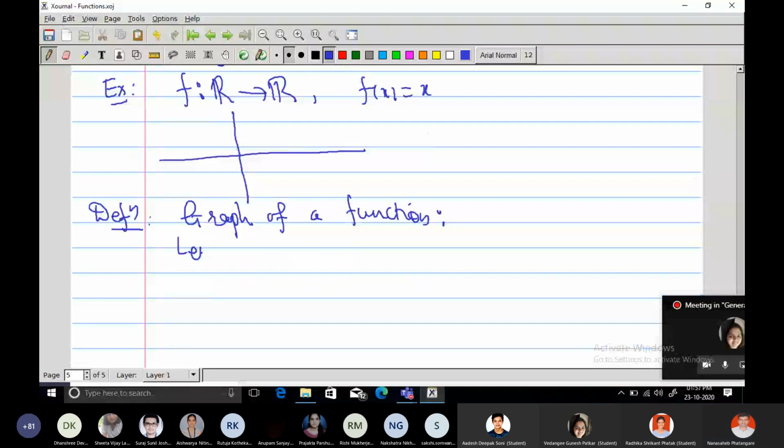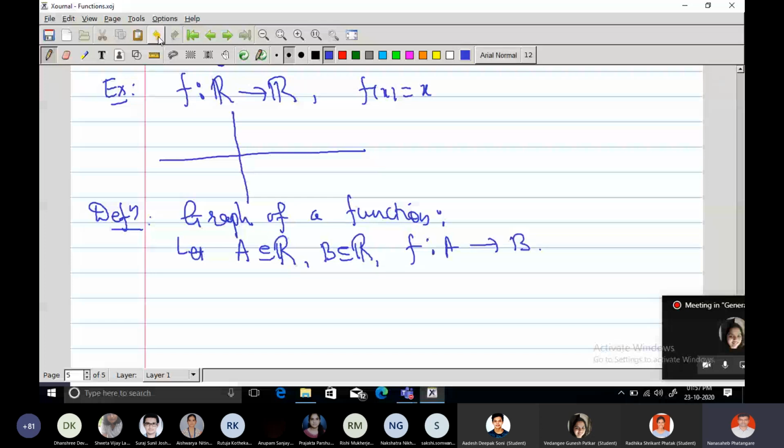So let A be a subset of R, we are basically talking about subsets of R, B a subset of R, and F is a function from A to B. Okay, let me make a general definition and then we'll think about R and all this. So I will first make the definition of a general function, not R. So let A, B be non-empty sets.